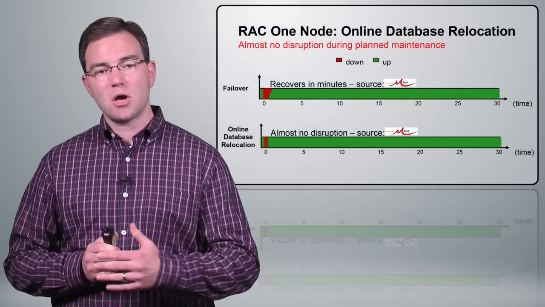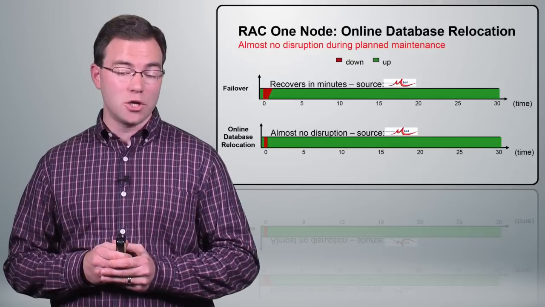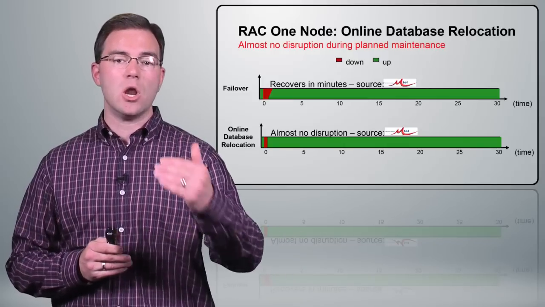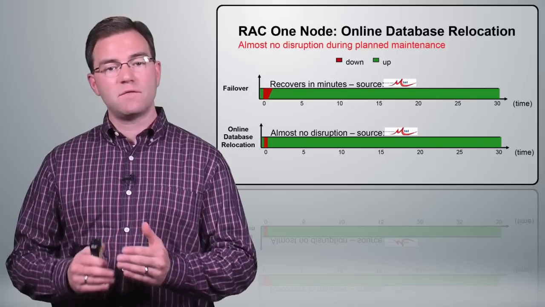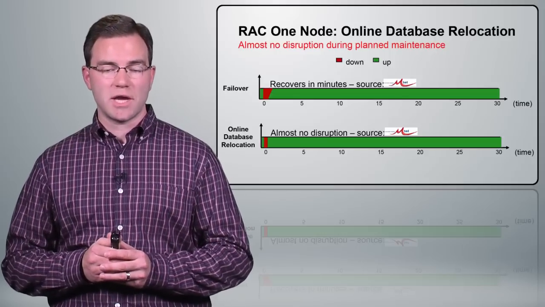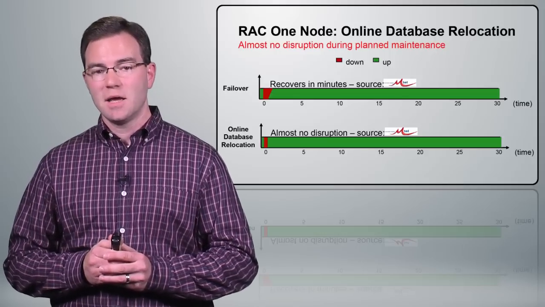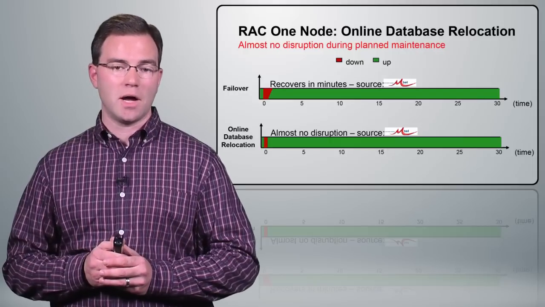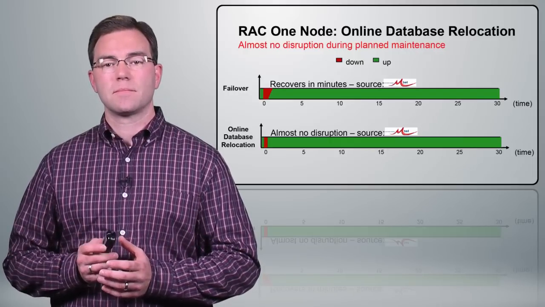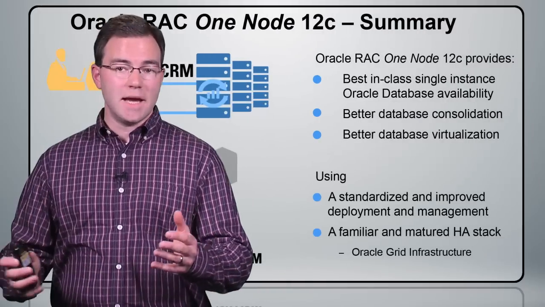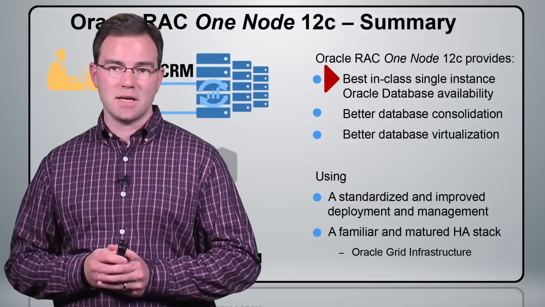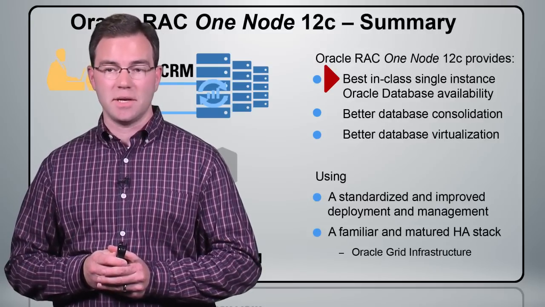So in other words, Oracle RAC One Node was already pretty good, providing failover times that are the lowest in the market. However, for maintenance operations, you can use online database relocation and you will be even faster, according to tests performed by our partner and customer MTEL. That said, Oracle RAC One Node provides the best-in-class single-instance Oracle database availability.